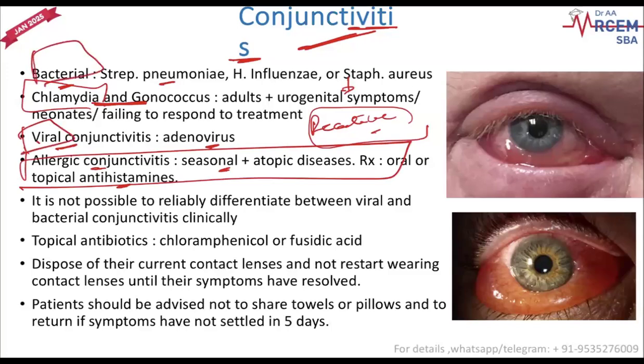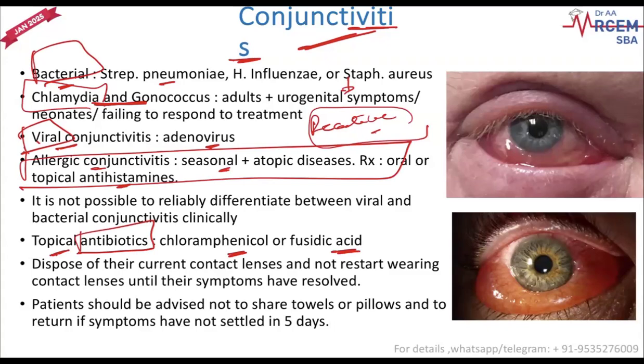So the recommendation is, anyone who presents with a conjunctivitis other than an allergic conjunctivitis, always prescribe them antibiotics, either fusidic acid or chloramphenicol. These are all topical antibiotics. Either drops or an ointment will be prescribed.